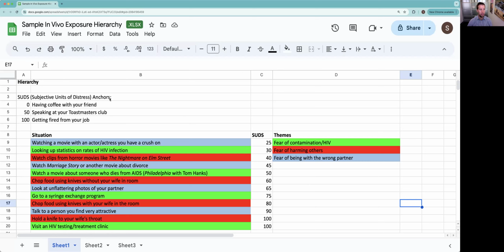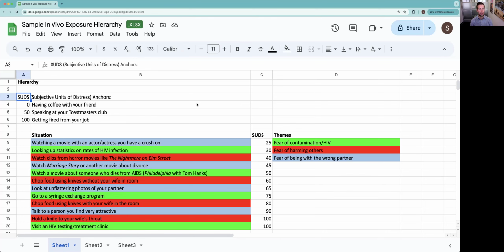First, we need to define this term called SUDS, or subjective units of distress. So we first need to create anchors actually for our hierarchy in order to be able to assess where things fall in a hierarchy. We need to understand the concept of SUDS and then create anchor points. So subjective units of distress, really, it's roughly like anxiety, but it's a little bit more expansive in that it's just overall distress. And so the first thing we do is create anchor points.